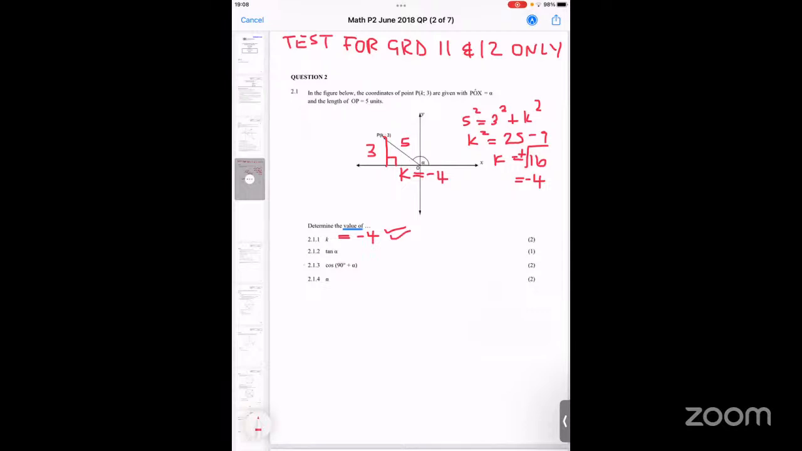And then now when they say tan alpha, anyone who would like to give it a try, what will be the value of tan alpha?